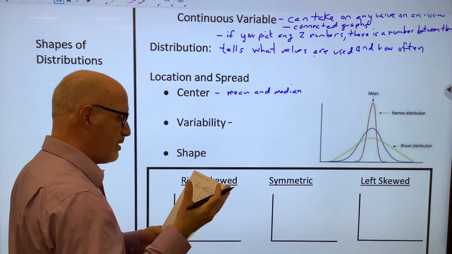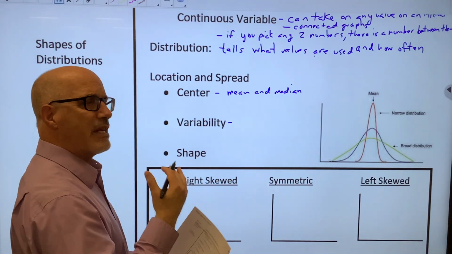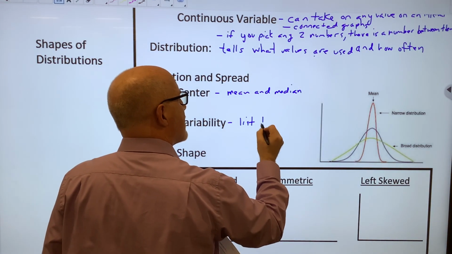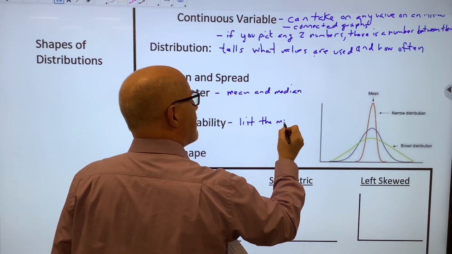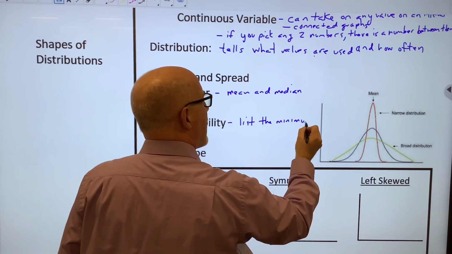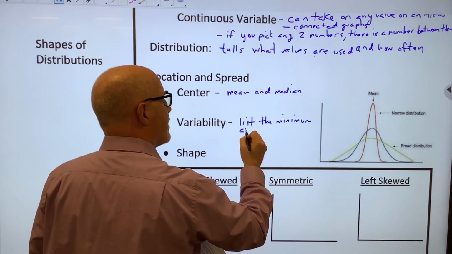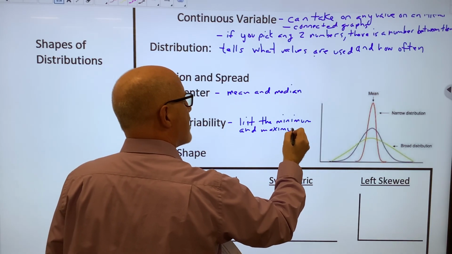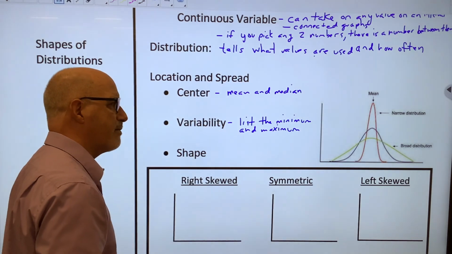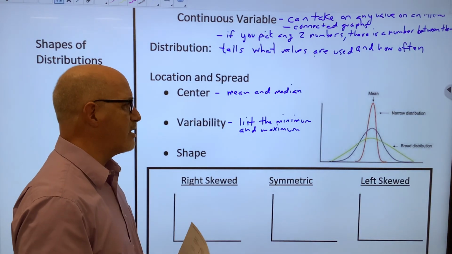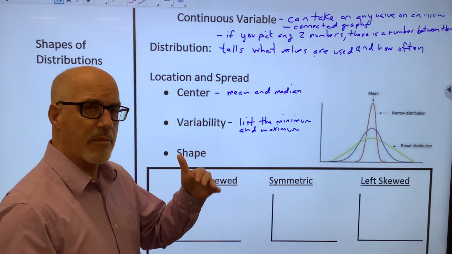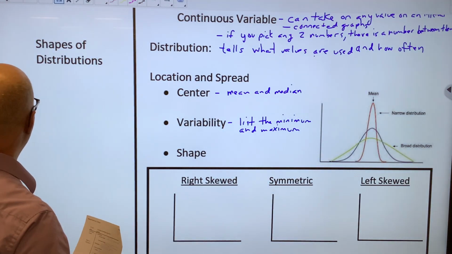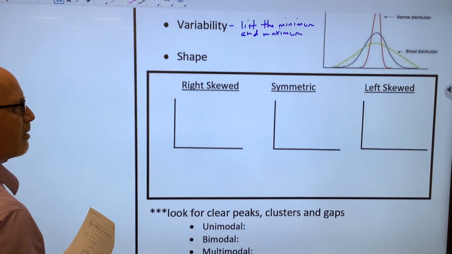Variability: what this will tell us is often listing the minimum and the maximum. So list the minimum and maximum for now. Later on, we'll look at other measures of variability to help us out. But we'll start with just listing the minimum and maximum, not subtracting them, but the actual numbers. And then the shape: we want to take a look at these different possibilities for the shape.